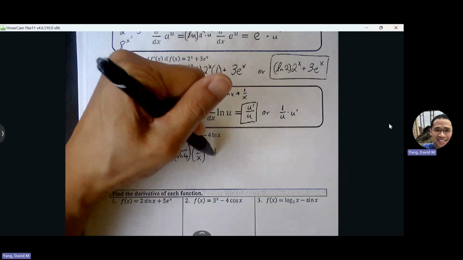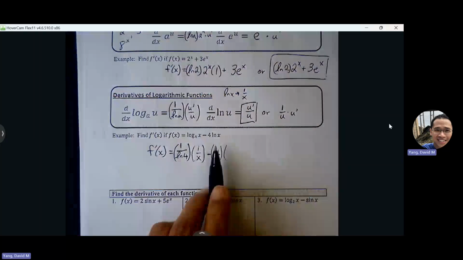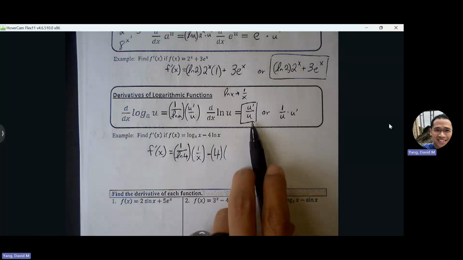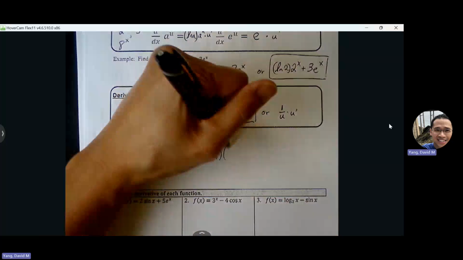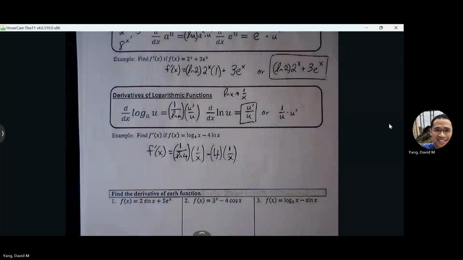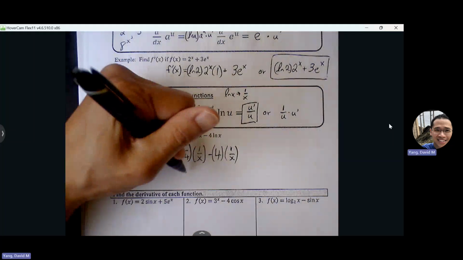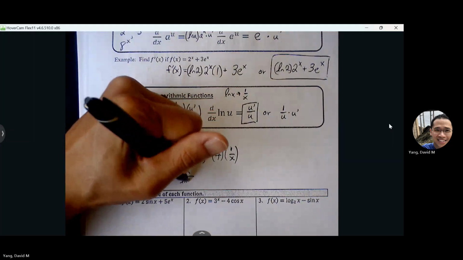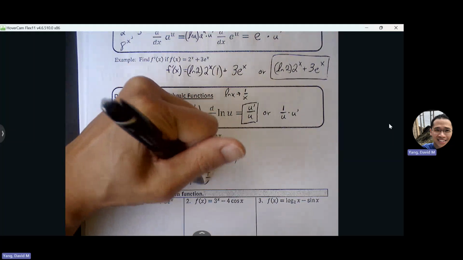Minus the 4 is the coefficient that stays. And then what's natural log of x's derivative? 1 over x, yeah. You can leave it like this, or you can clean up. It doesn't really matter.